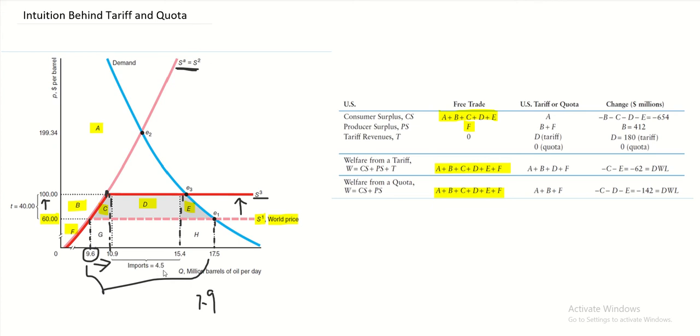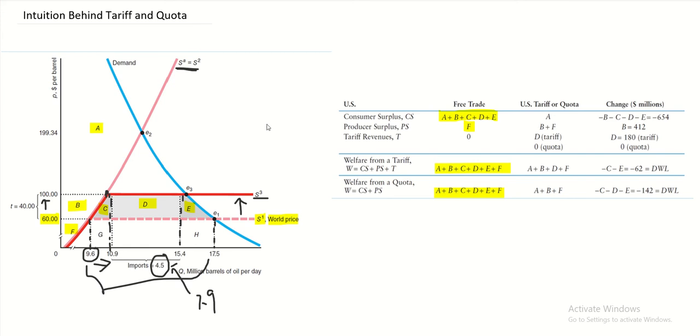So how do we get the 4.5 million barrels? We first trace this quantity to the demand curve. How much demand is there in the market? It's 15.4 million. Because 10.9 is covered by the domestic producers, the remaining 4.5 million barrels per day is on the foreign supply. So the foreign supply is reduced from 7.9 to 4.5.